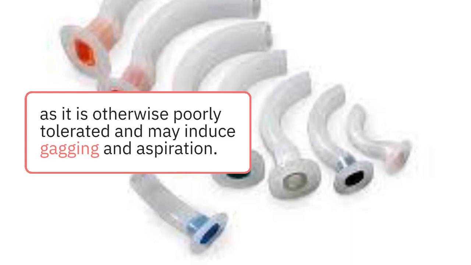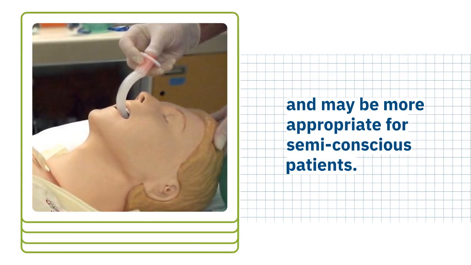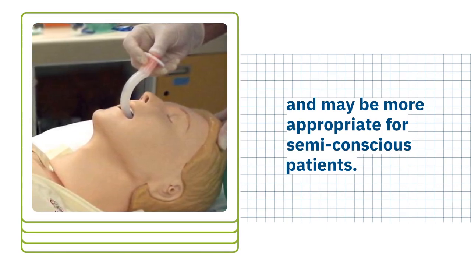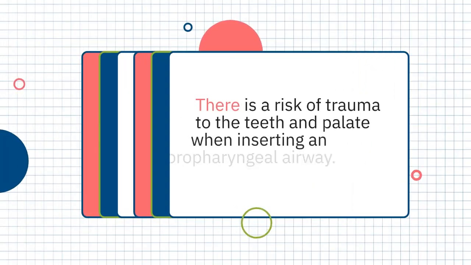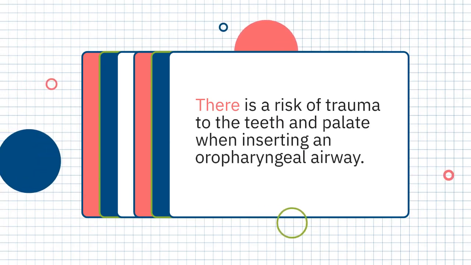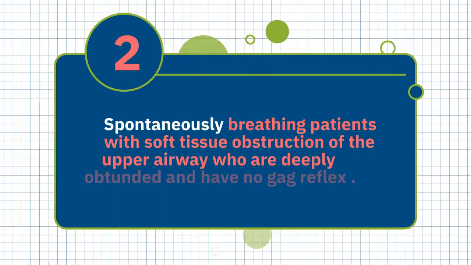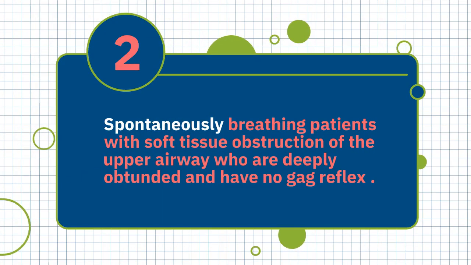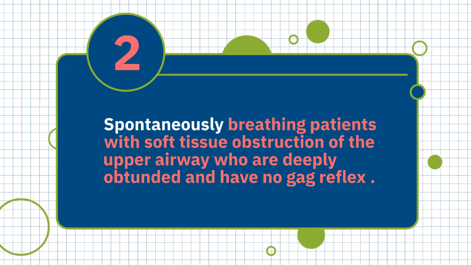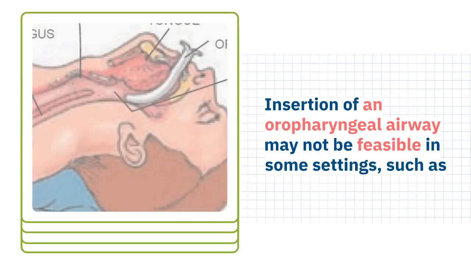Oropharyngeal airways should only be inserted in unconscious patients, as it is otherwise poorly tolerated and may induce gagging and aspiration. In contrast, nasopharyngeal airways are less likely to stimulate the gag reflex and may be more appropriate for semi-conscious patients. There are a variety of sizes available for children and adults. It is important that the correct size of oropharyngeal airway is used. There is a risk of trauma to the teeth and palate when inserting an oropharyngeal airway.